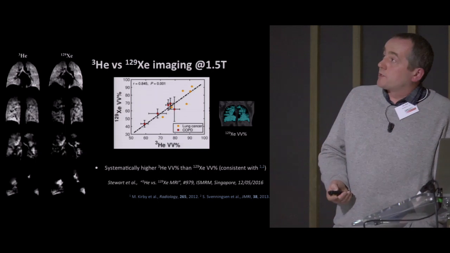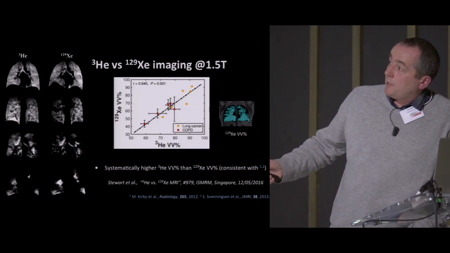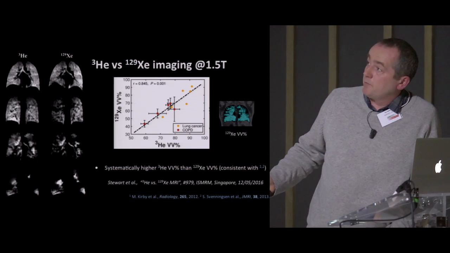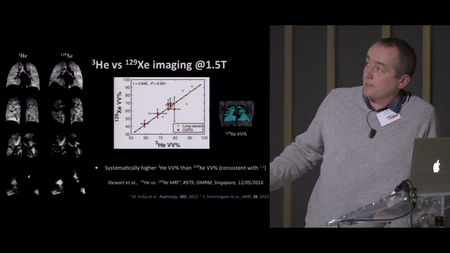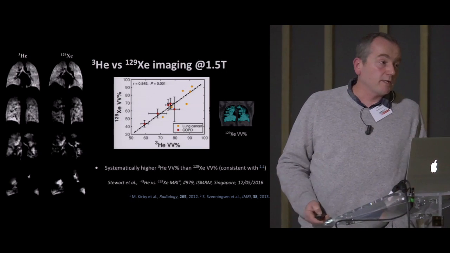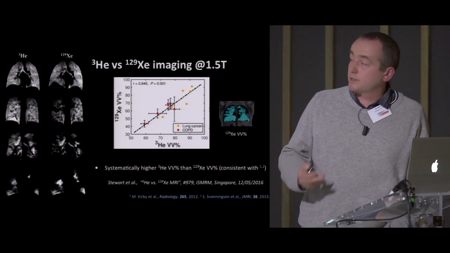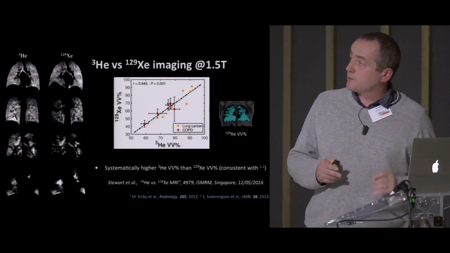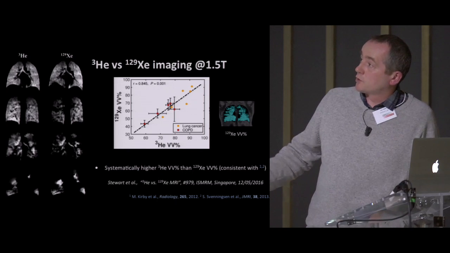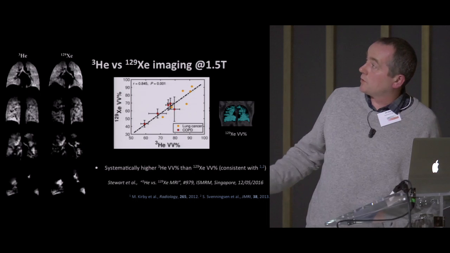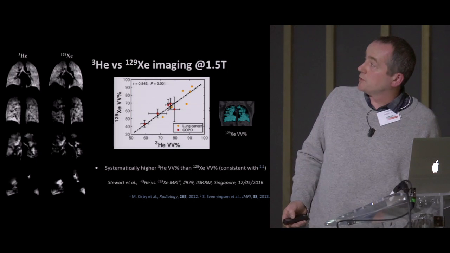So quick comparisons really. Helium and xenon, comparable image quality now. We see that helium in partially obstructed lungs tends to get into spaces more easily than xenon does, and you'd expect that because it's more diffusive. It's able to penetrate partially obstructed airways. But if we summate the ventilated volume of the lungs with the two gases, we see good correlation in patients.